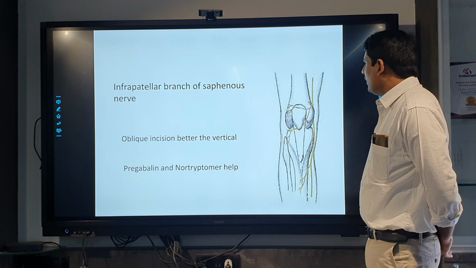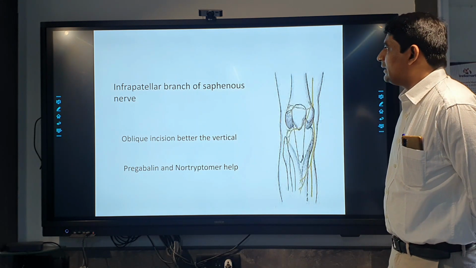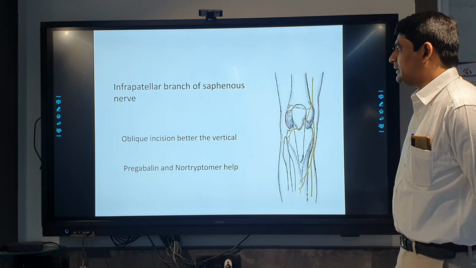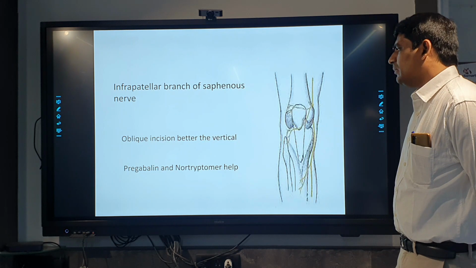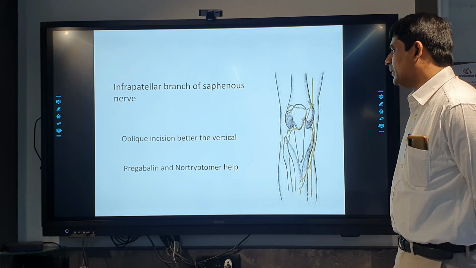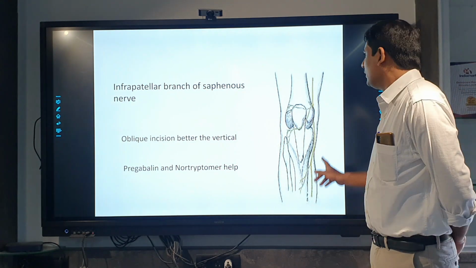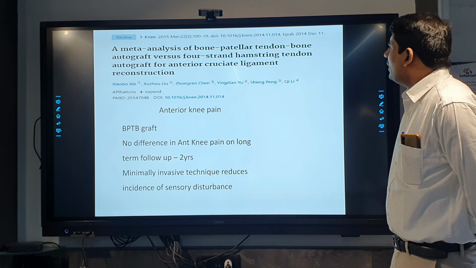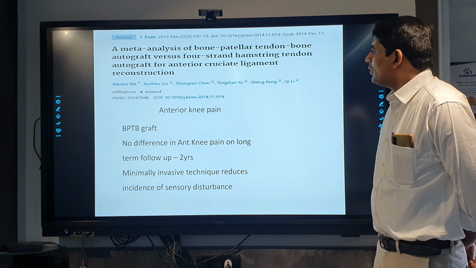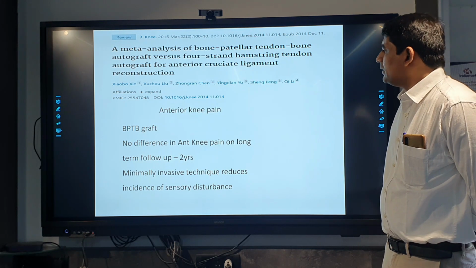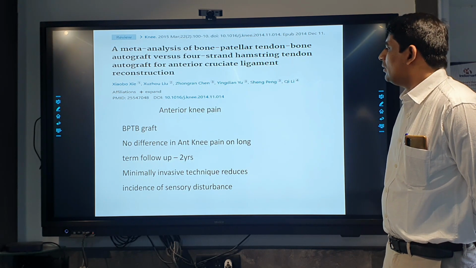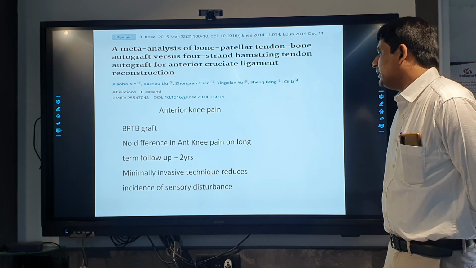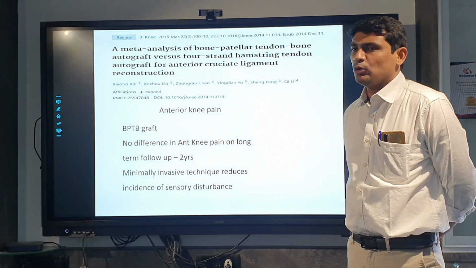This was the thing I was explaining, where there can be an injury to the infrapatellar branch of the saphenous nerve. Oblique incisions have better results than vertical incisions, but this can always be managed with pregabalin and nortriptyline, and the patients tolerate it well. In this meta-analysis of bone patellar tendon bone autograft, they found that anterior knee pain was more common with bone patellar tendon bone graft. There is no difference in anterior pain on long-term follow-up, like at 2 years, and the incidence of sensory disturbance is very low with bone patellar tendon bone graft, as it is a minimally invasive technique.